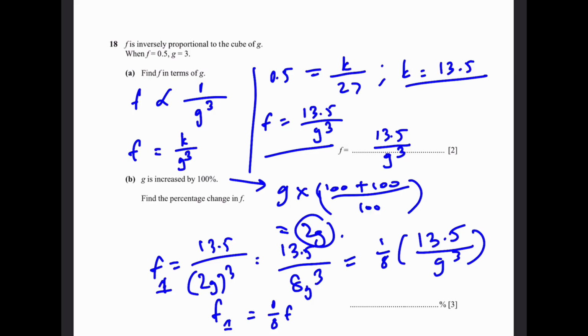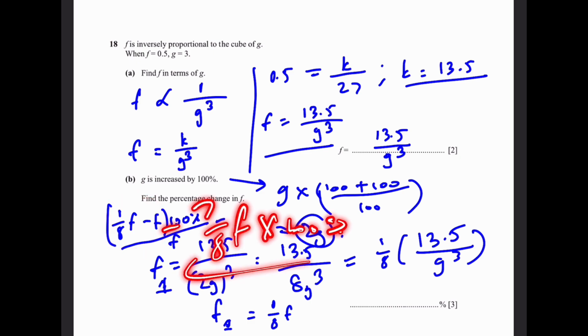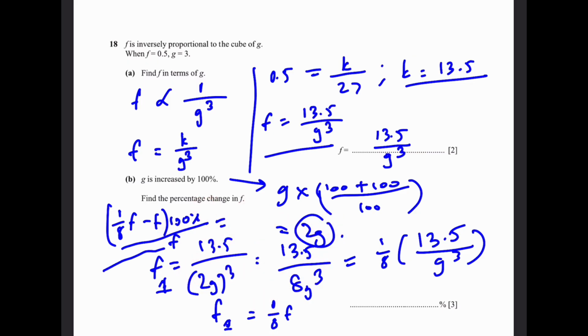And that's f1. So the percentage change in f is going to be 1 by 8 f minus f, times 100%. And of course, we divide this by f because you only want a constant. So this will be negative 7 by 8 f times 100% by f. So the f's cancel out. And negative 7 by 8 times 100 will of course be negative 87.5%. And that'll be our answer. Sorry if this looks a bit shabby working, but yeah, it does the job.